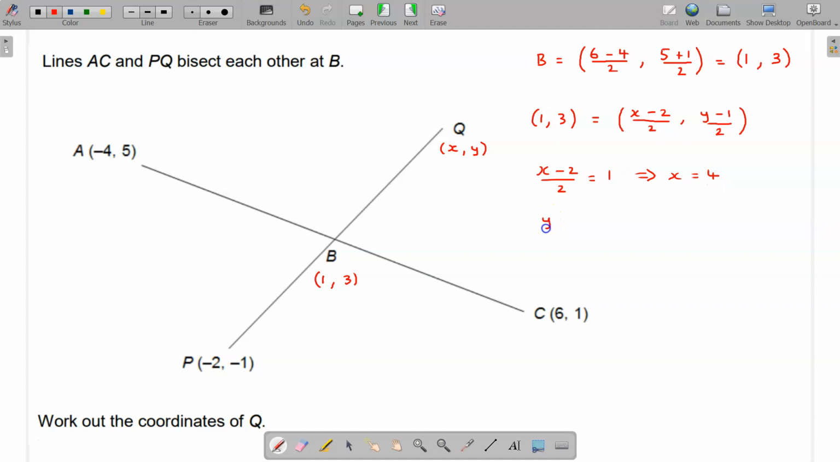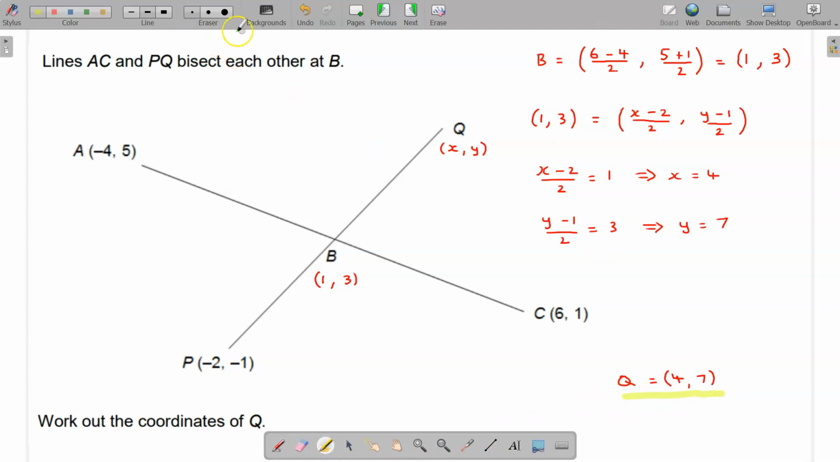And similarly, I've got y minus 1 over 2 equals 3. So if I times both sides by 2, y minus 1 is 6. Y therefore must be 7. Okay, so therefore Q is the point 4, 7. And if you look at the diagram, that seems about right.